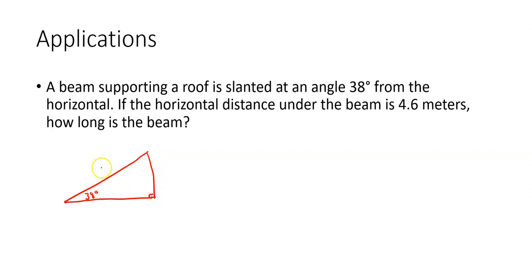Well, what am I looking for? That's the beam over there. This down here is the horizontal distance under the beam, which is 4.6. Now, what do we have? We have an angle, right? The angle is 38 degrees. We have the adjacent side, which is the 4.6, and we have the hypotenuse. So now I have to ask myself, what trig function relates adjacent over hypotenuse? Well, sine is opposite over hypotenuse. Cosine is adjacent over hypotenuse. So the cosine of 38 degrees equals the adjacent leg over the hypotenuse.